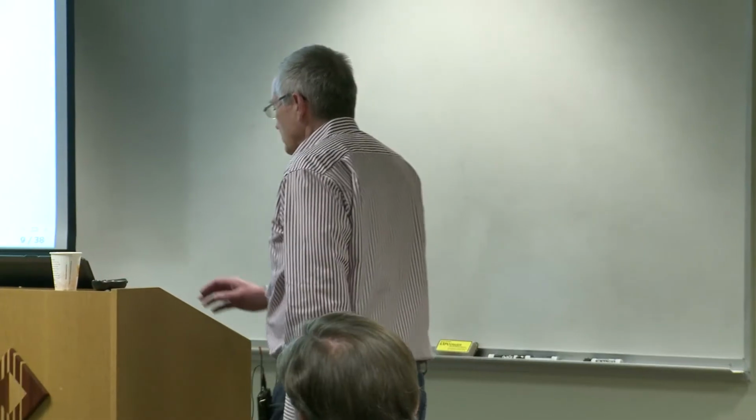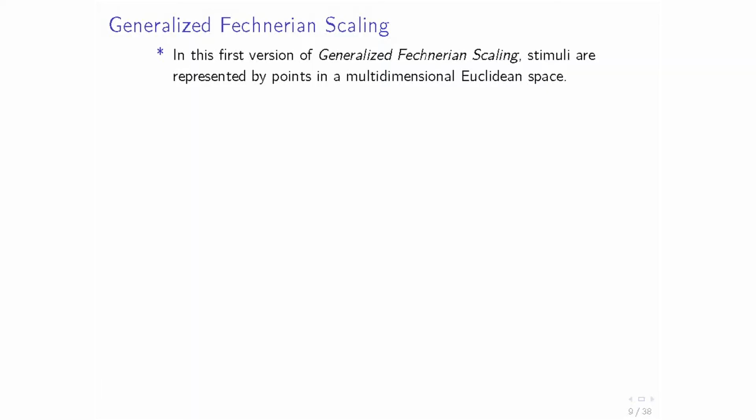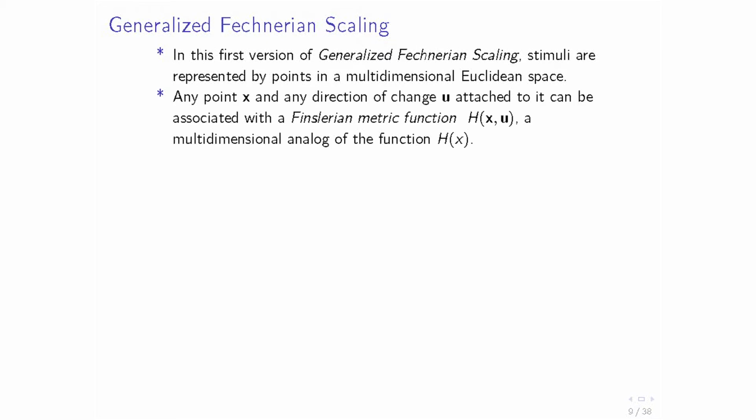So we then started to generalize Fechner's ideas in different ways. In the first version that we developed, stimuli are presented actually as points in a multidimensional Euclidean space. Any point x and any direction of change u attached to it can then be associated with a Fechnerian metric function h of xu, a multidimensional analog of the function h. Fechnerian is just a generalization of the Riemannian space concept.